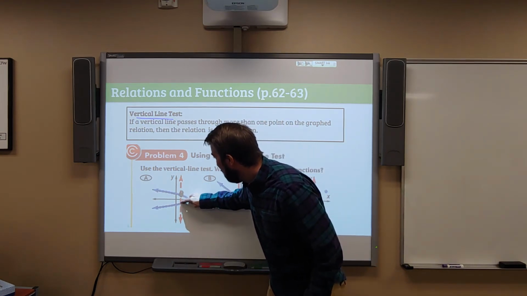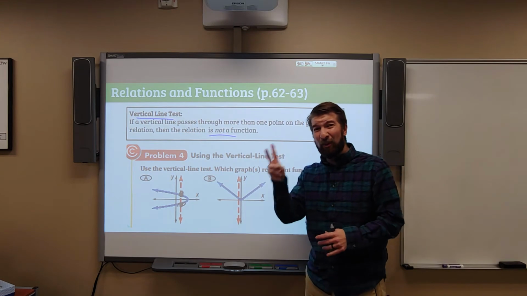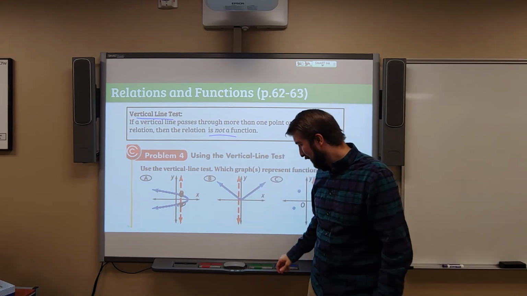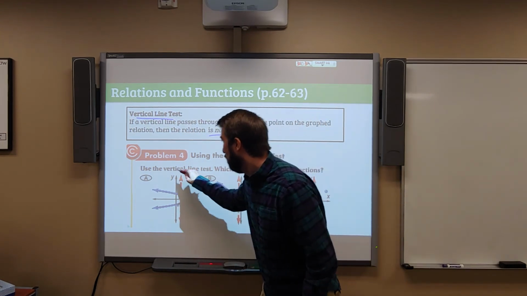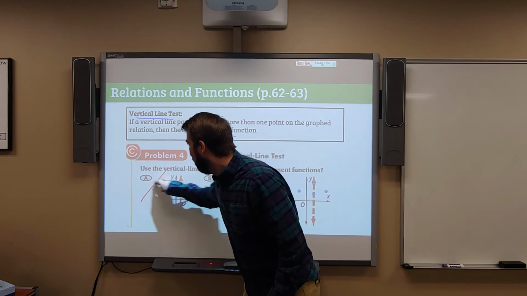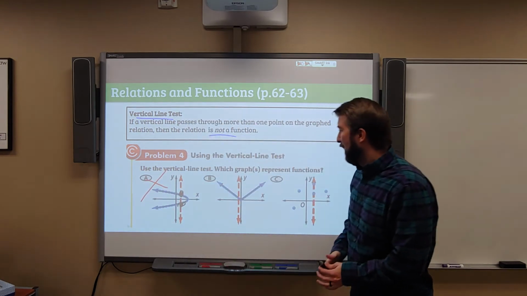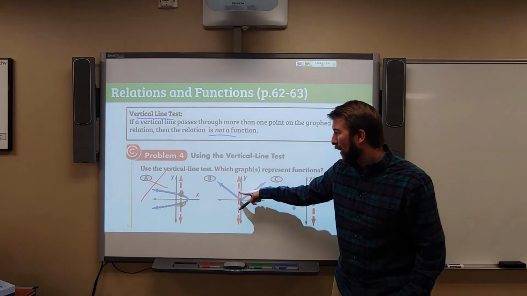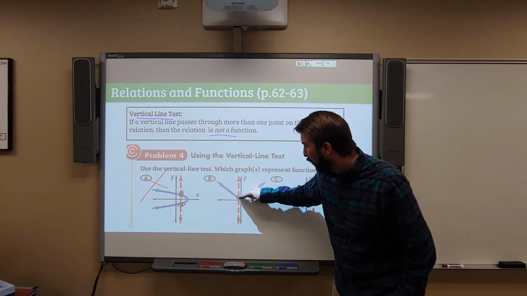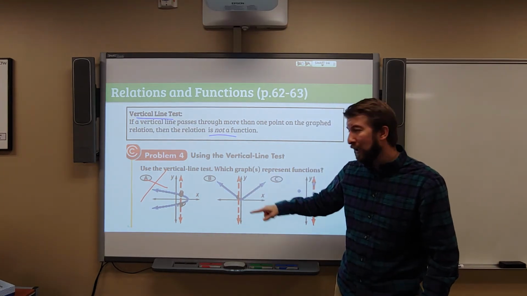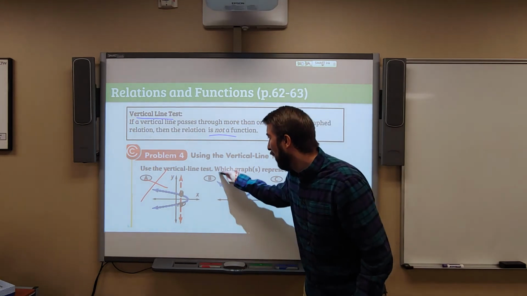this point and this point. It hits more than 2 points on the graph. This is not a function. No good. All right. On this one, on B, notice the vertical line test, it only hits 1 point. So this is looking good so far.